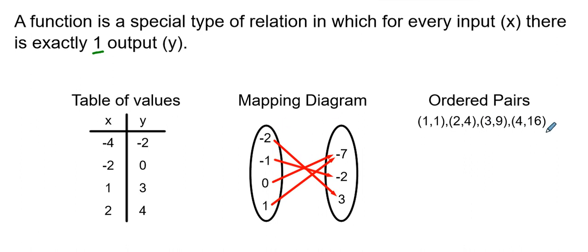Same with the ordered pairs. I can only have one coordinate that has 1 as the x value. I'm not going to have that anywhere else. And so these are all examples of functions. They all have only one y output for each x input.